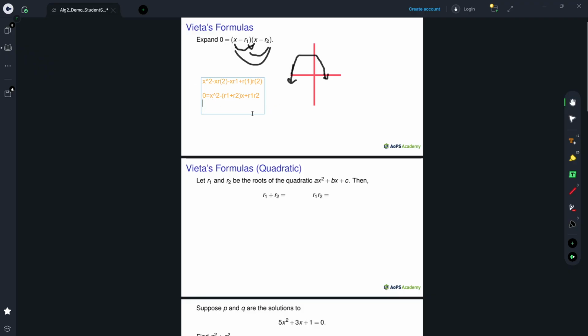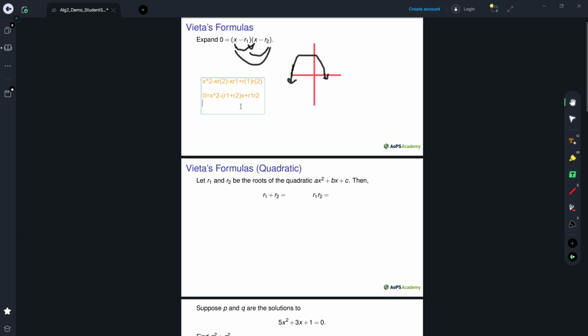James, what do you notice about this second term, or about this formula in general? Particularly this second term and the third term. Yeah, that's exactly right. The second term has the negative version of the sum of the two roots, r1 and r2. And next, what do you notice about this last term? Yeah, it has the product of r1 and r2.